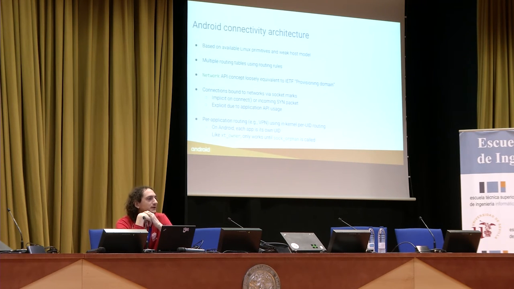We use socket marks extensively. The application visible concept is this thing called the network. It's a Java API, and there's a corresponding NDK API as well. It's loosely equivalent to the IETF provisioning domain, which is essentially a set of network resources that roll up to one administrative domain, one master. So your Wi-Fi would be one, and your cell network would be another.